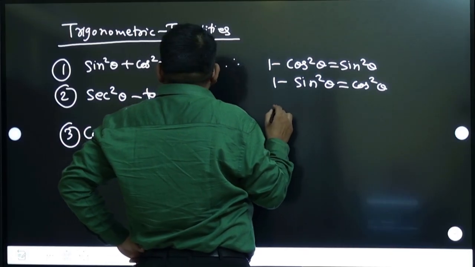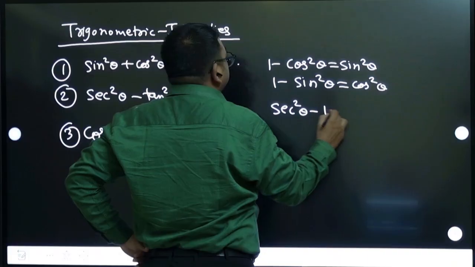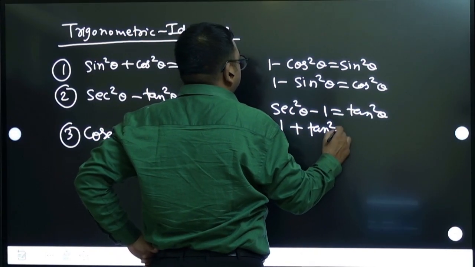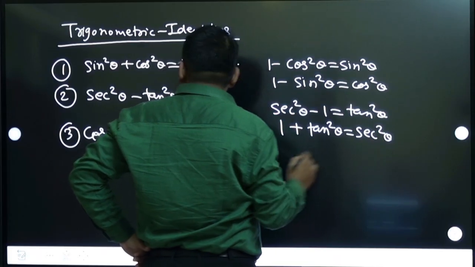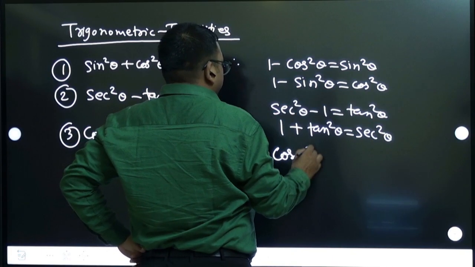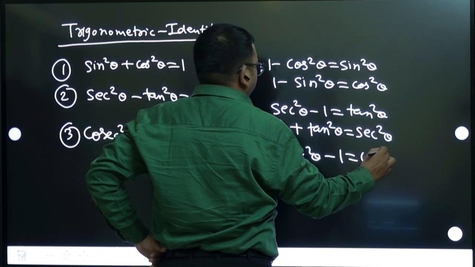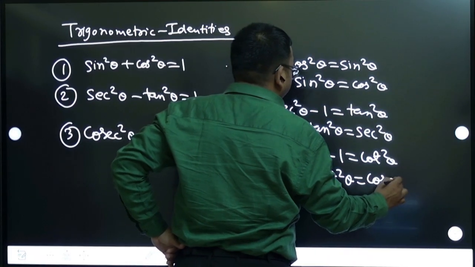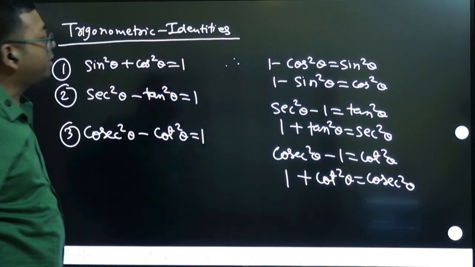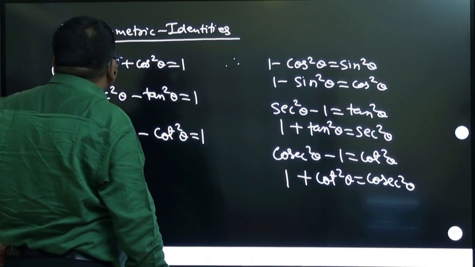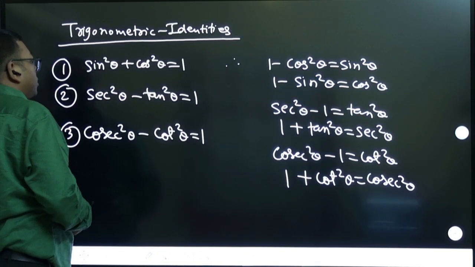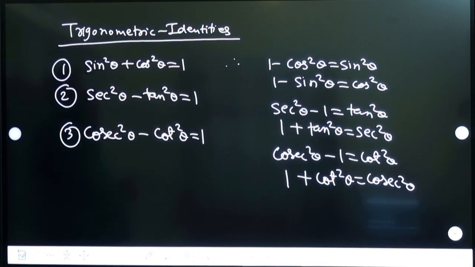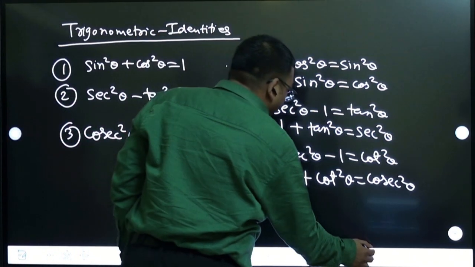Similarly here, secant square theta minus 1 can be written as tan square theta, or 1 plus tan square theta can be written as secant square theta. Similarly from here, cosecant square theta minus 1 is cot square theta, or 1 plus cot square theta is equal to cosecant square theta. There are many other things also that we'll see, but these are the most fundamental things. Then compound angle formulas, we'll see compound angle formulas.